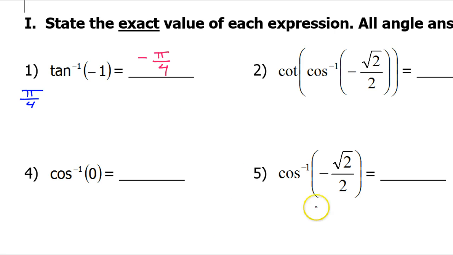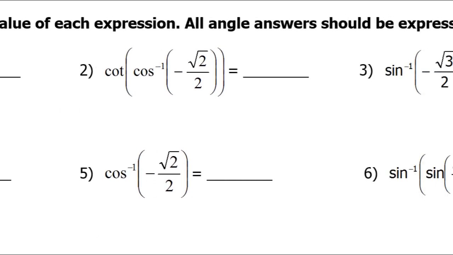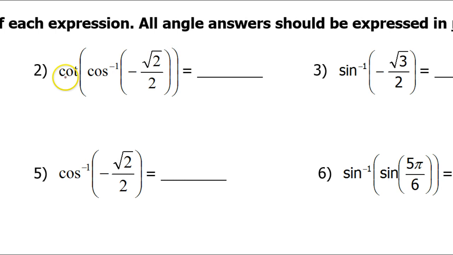Alright, moving on to problem number 2. I'm going to work this problem from the inside out. First, let's find the inverse cosine of negative radical 2 over 2. Again, let's ignore the negative sign for a moment and ask ourselves, what angle has a cosine of radical 2 over 2? By the way, radical 2 over 2 is the same thing as 1 over radical 2.